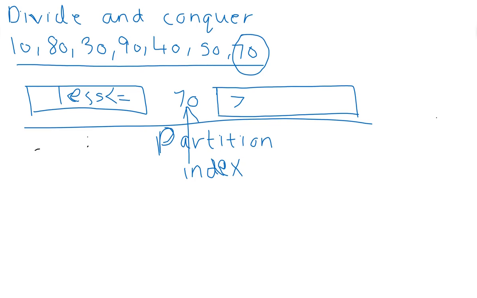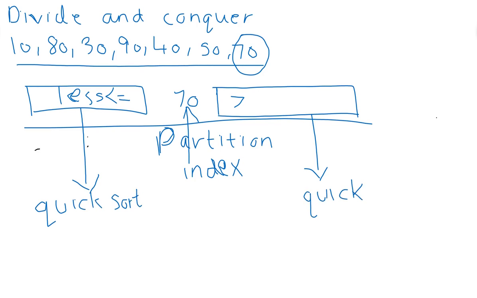Then I'm going to call the same quicksort algorithm on the left side of the array, and I'm going to call the same quicksort algorithm on the right side. Because we know the element 70 is at the right index, we need to sort the remaining array. So this will sort the left half and this will sort the right half.